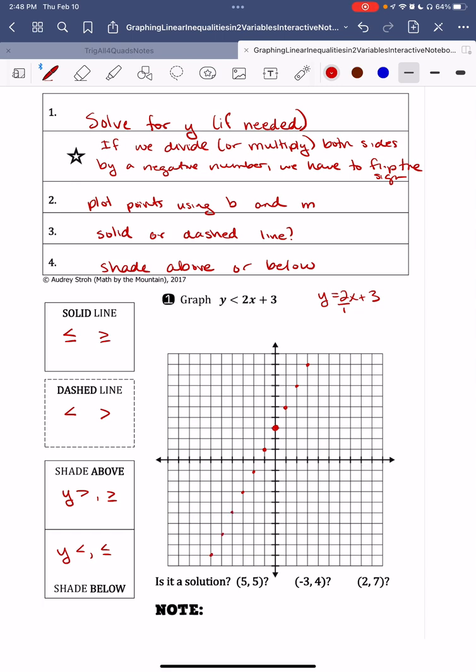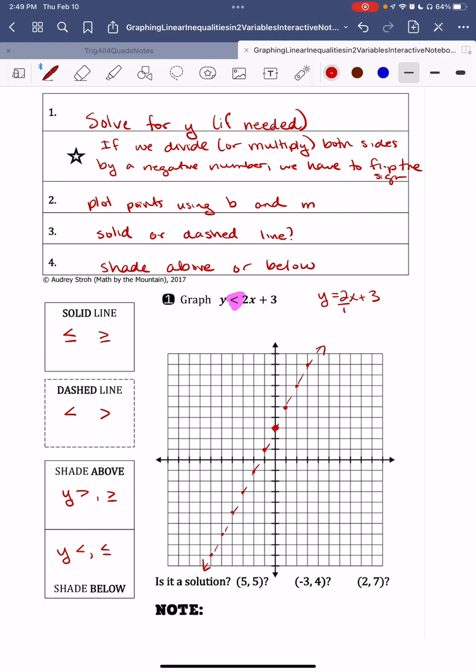Okay, now we'll decide if we should have a solid or a dashed line. Well, the symbol in my inequality is a strictly less than, not a less than or equal to, so it must be a dashed line. So I'm going to come along here and do a nice little dashed line, which forms the border for our shaded region. And then we're going to decide how to shade. So it says y is less than, so that means I have to shade down.